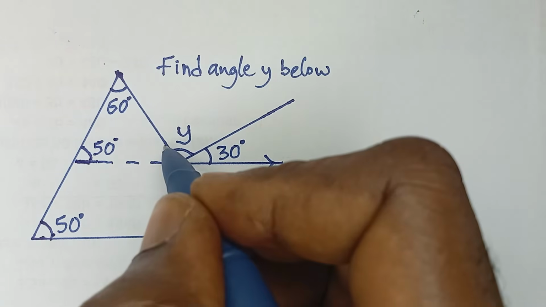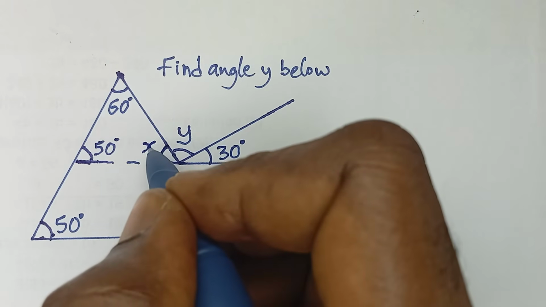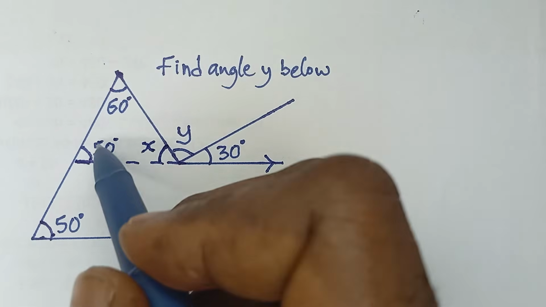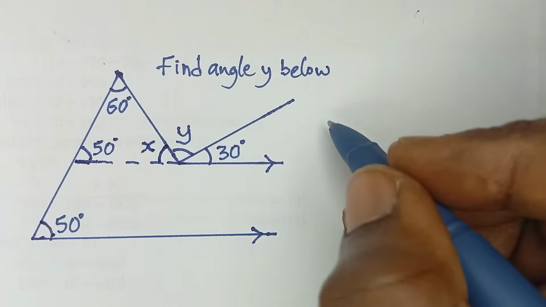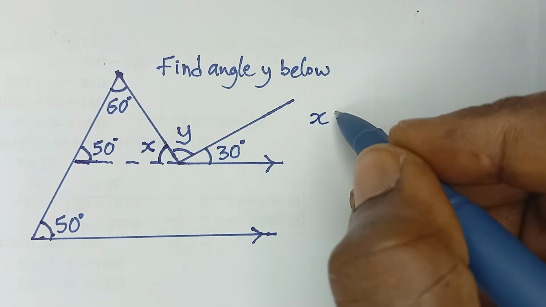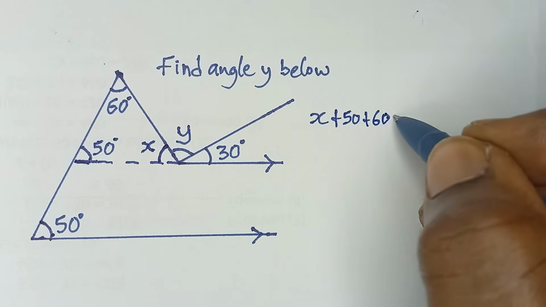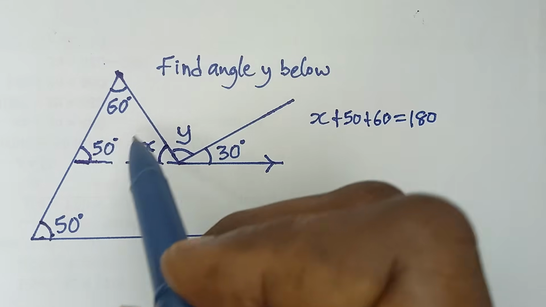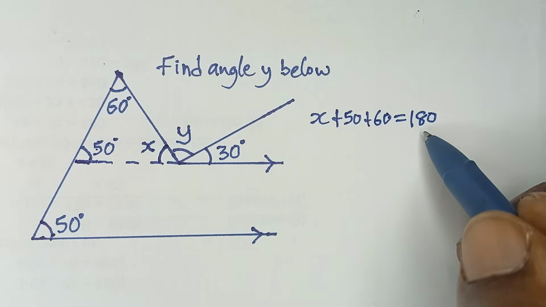Then let's take the third angle in this triangle as x. Let's take it as x. So you are given that sum of angles in a triangle add up to 180. So from there I can say x, which is this angle, plus 50 plus 60 is equal to 180. That is sum of angles in a triangle. So these three angles here add up to 180.